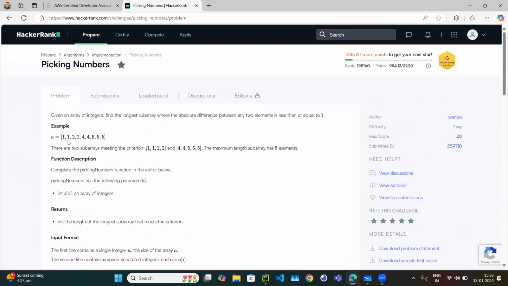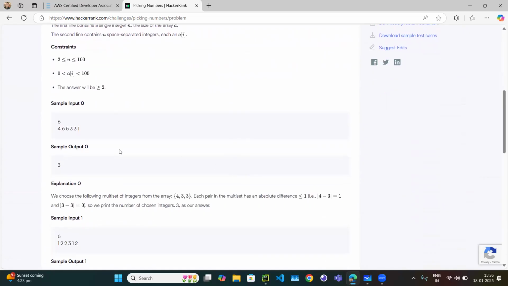So we have figured it out: 1 1 2 2 and 4 4 5 5 5. So the maximum length is 5. And the second example, 4 6 5 3 3 1. If you take these three elements 4 6 5, then 6 minus 4 will be 2, so you can't put all these three elements. So one array will be 4 3 3, because if you take any two differences, it will be either 0 or 1.